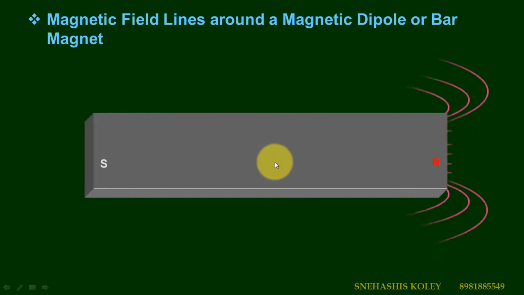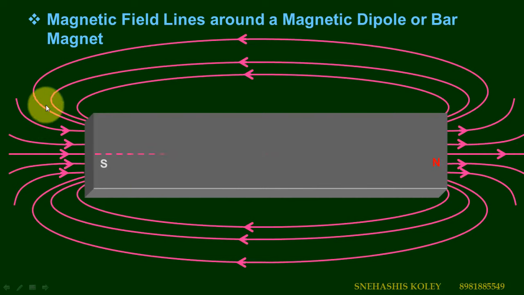Here you can also see the representation of the magnetic field lines. As you can see, outside the bar magnet, the magnetic field lines are generated from the north pole and move towards the south pole, and inside the magnet it is from the south pole to the north pole. You must remember, magnetic field lines are closed loops; outside the magnet they run from north to south, and inside the magnet from south to north.